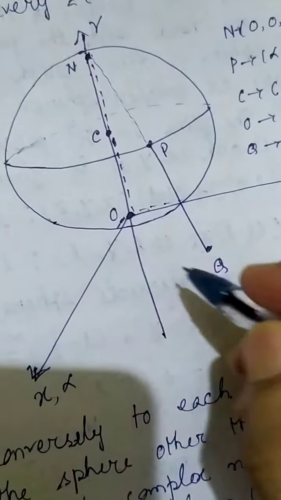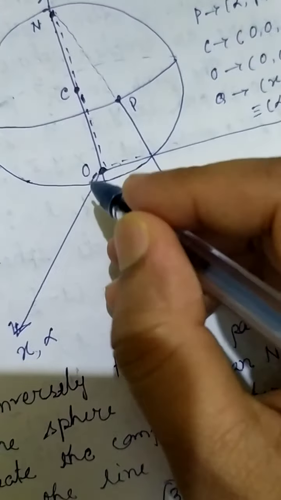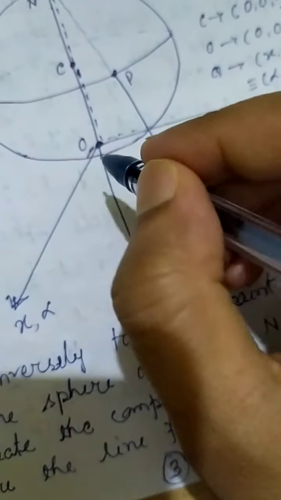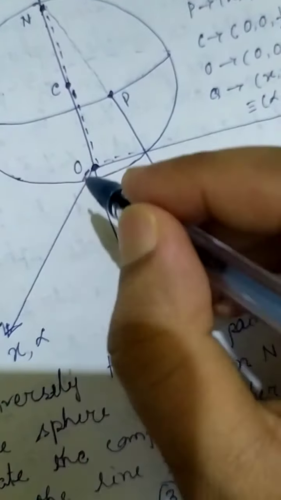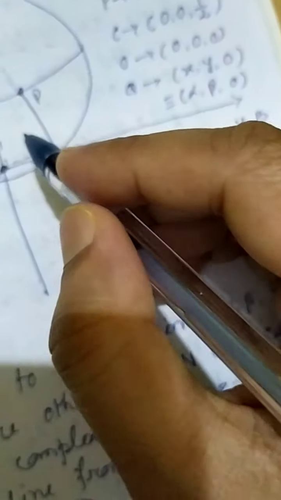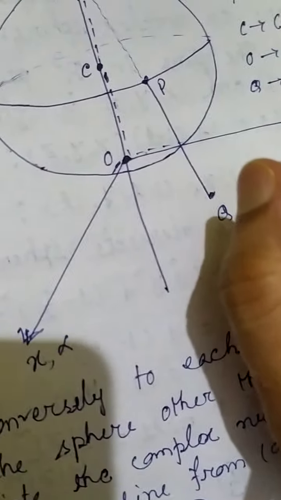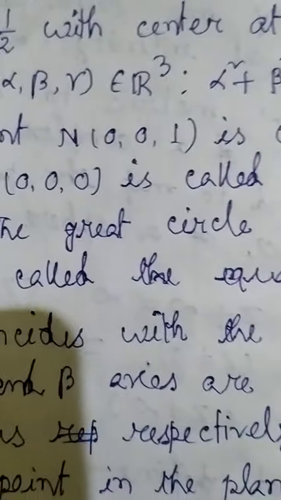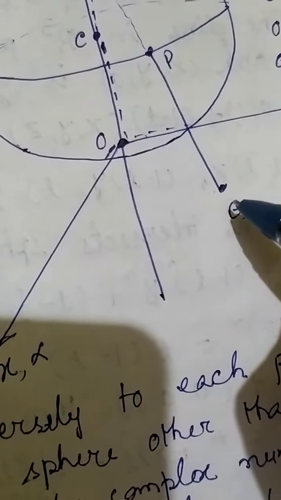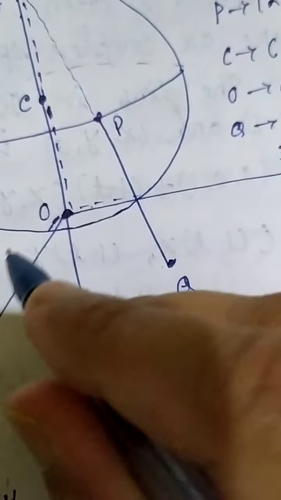The plane gamma equal to 0 coincides with this xy plane, that is, with this complex plane, and the alpha and beta axes are the x axis and y axis. So if I consider the point (x, y, 0), this is a point in this complex plane.